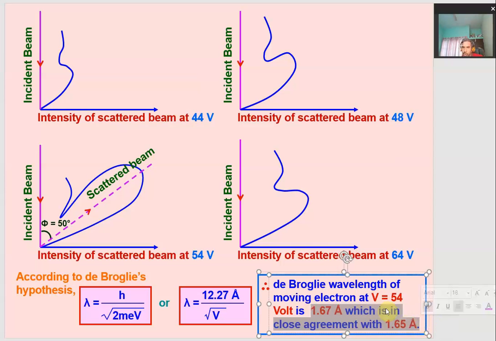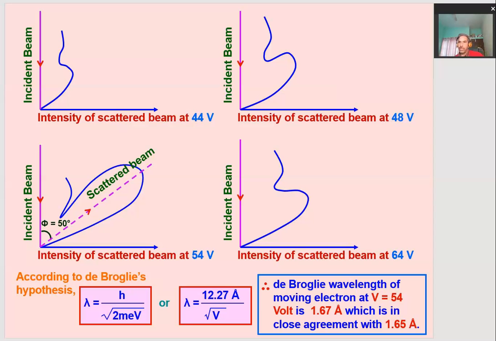That means the diffraction pattern of electron scattering and Bragg's X-ray diffraction is quite similar, and therefore we can suppose a wave to be associated with the scattered electron beam. The electron beam shows a diffraction pattern very similar to X-ray radiation. So electrons, which are material particles, also show wave-like character.